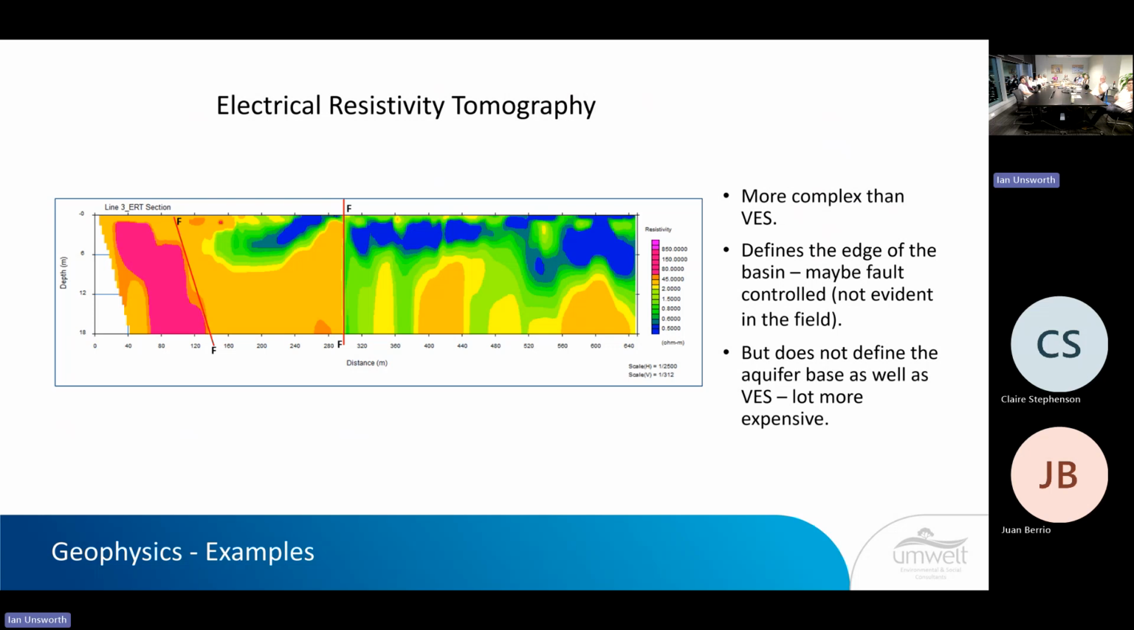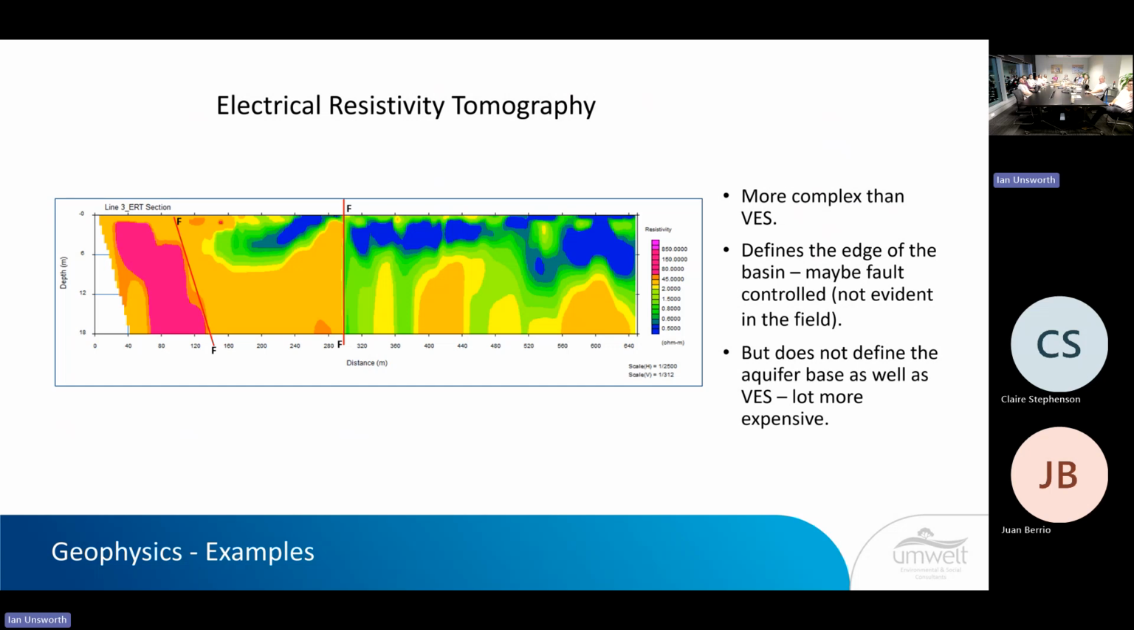Same aquifer again. This is tomography, resistivity tomography. I think it'd be better than soundings, which are just 1D. This is 2D, but I'm not convinced. It doesn't really define the bottom of the aquifer very well, but it does define the edge of the basin. There are 2 possible faults there, which aren't evident on the ground. Yeah, I was a bit surprised. It doesn't look faulted, on the ground at least anyway.